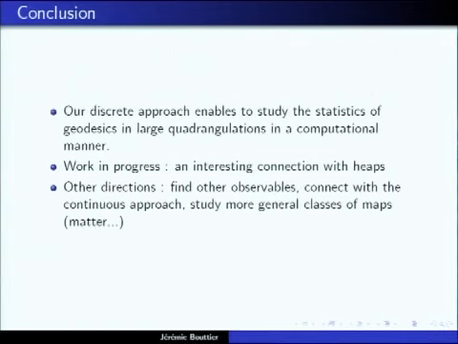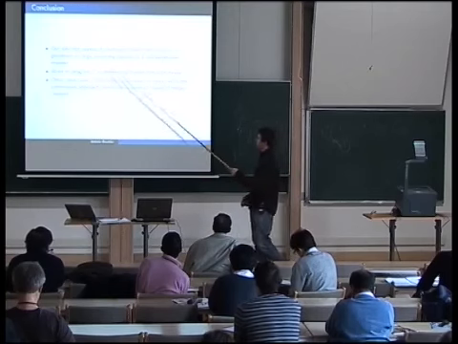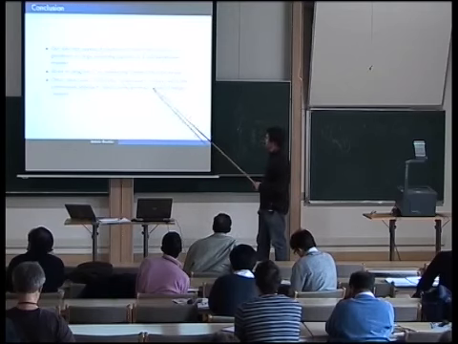So to reach my conclusion, we have been able to study the statistics of geodesics in large quadrangulations. Well, in this way it's more computational, because we have an exact generating function, and we don't really prove that the limiting object exists, but we are able to compute some of these properties. So this proves to be a complementary approach to Legall's approach, and it's interesting to connect each other.